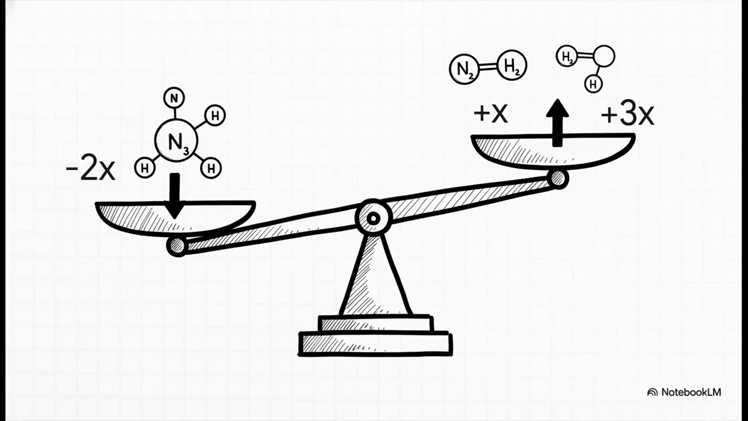So here's the key idea. If the amount of nitrogen goes up by some amount, let's just call it X, then everything else has to change in a fixed ratio. It's like a recipe, right? For every 1 scoop of nitrogen you create, you have to create 3 scoops of hydrogen, and you must use up 2 scoops of ammonia. It's this perfectly synchronized dance of molecules.